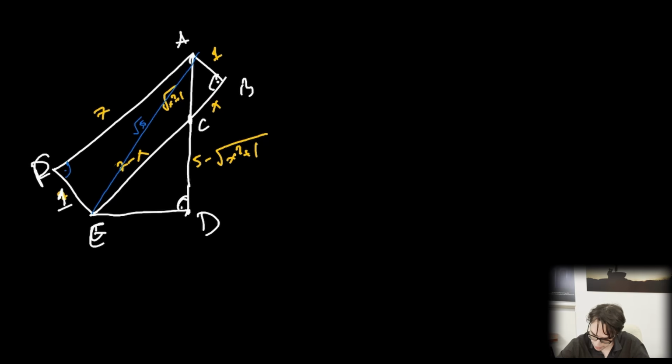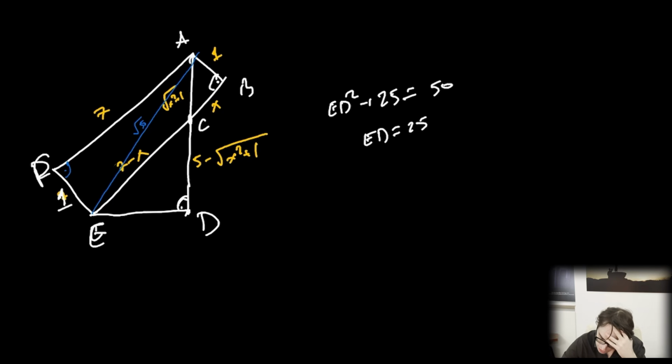Well, that gives you ED. So you have ED squared plus AD squared, which is 5 squared, so 25, equals the square root of 50 squared, which is 50. Oh, wait a second. You have ED squared is 25. ED is the square root of 25, which is 5, actually. So this is an isosceles triangle. AED is an isosceles one. Wow! Isn't that cool?